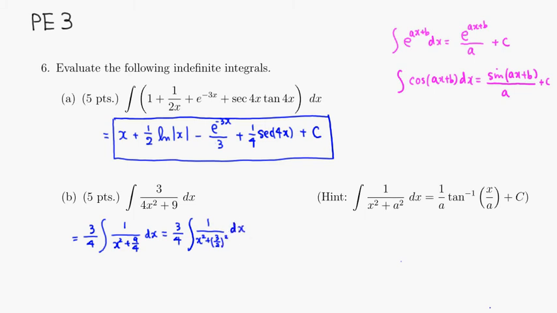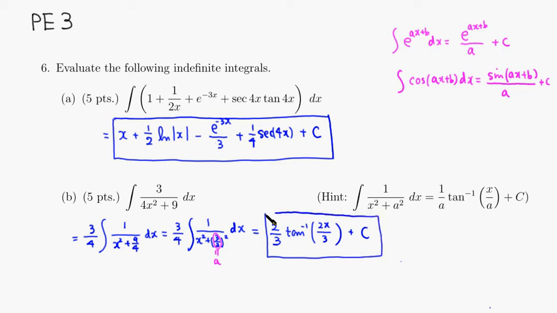In this case, a is equal to 3/2, so I'm going to just apply the formula here. 1 over a is the reciprocal of 3/2, so it will be 2/3. Then you have arctangent of x over a, which is 2x over 3, plus some constant c. So this is the antiderivative that we were looking for. Alright, that's it. I hope that this was clear.